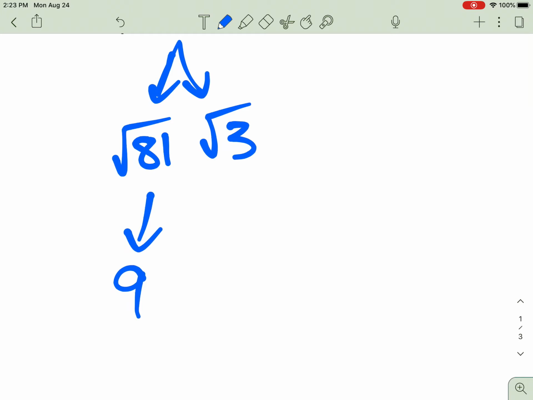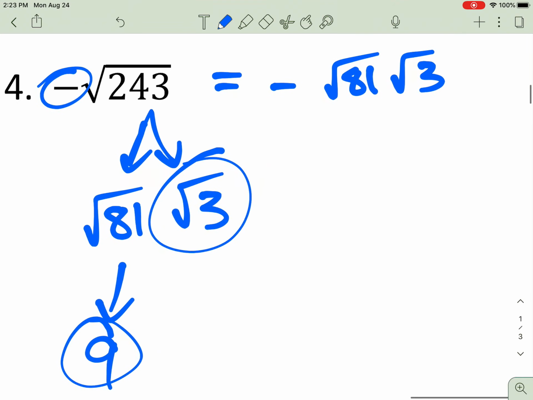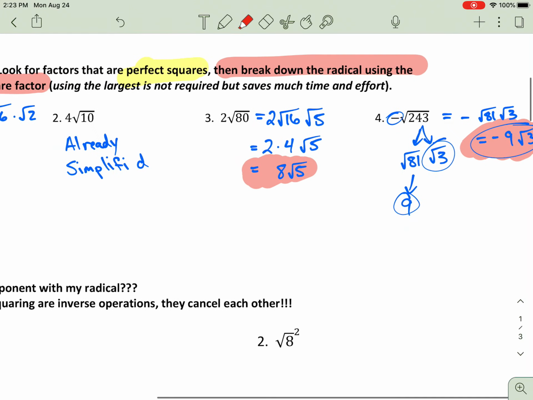Radical 81, or take the square root of 81, you get 9, so you have 9 radical 3, and then you have the negative out front. Okay, same thing up here. So you have the negative out front, square root of 81 is 9, okay, and then radical 3. So -1 times -1 times 9 is -9. So there's your answer. Okay.